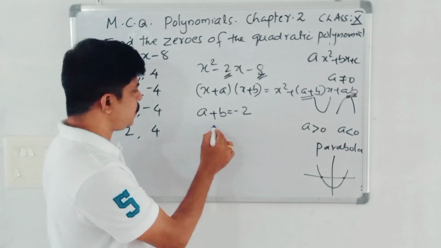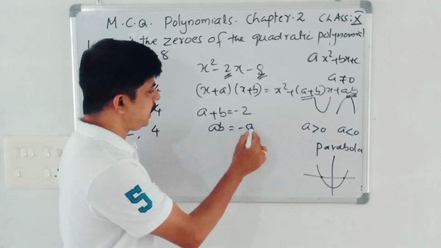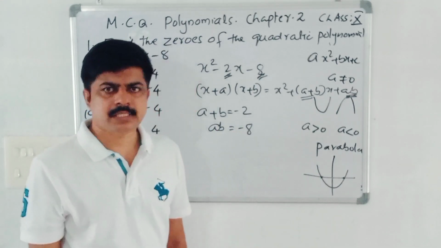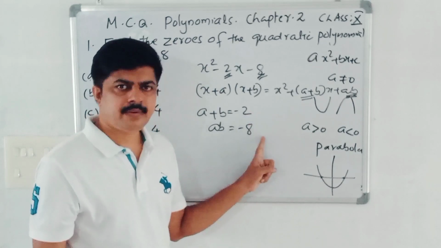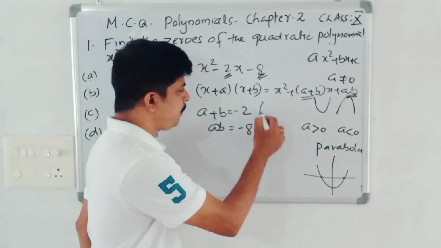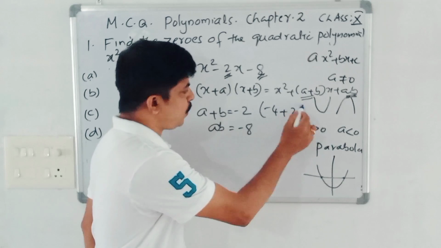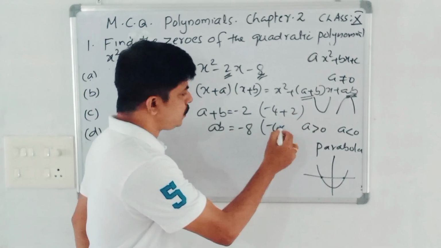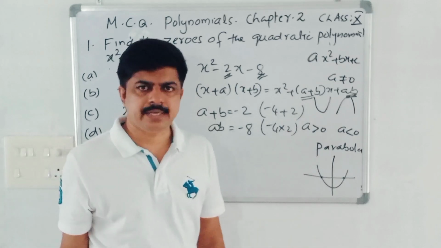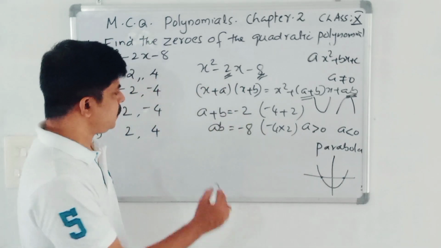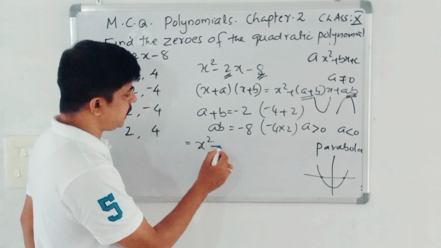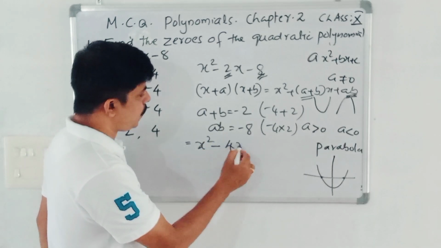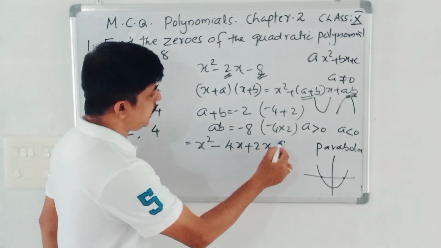a plus b is negative 2 and ab is equal to negative 8. We have to find two numbers whose sum is negative 2, product negative 8. We know that the numbers are negative 4 and positive 2. Negative 4 plus 2 is negative 2. Negative 4 into 2 is negative 8. Now, when substituting like this, we will get x square minus 4x plus 2x minus 8.